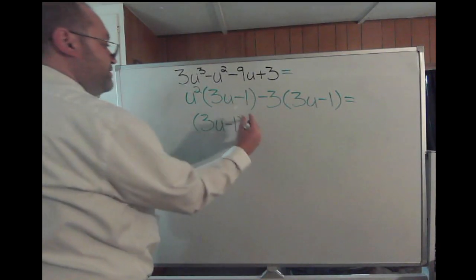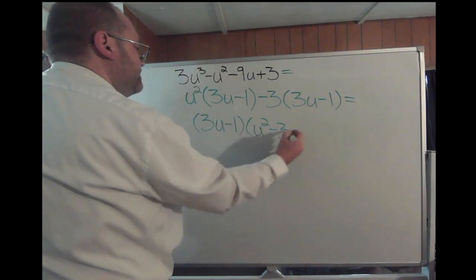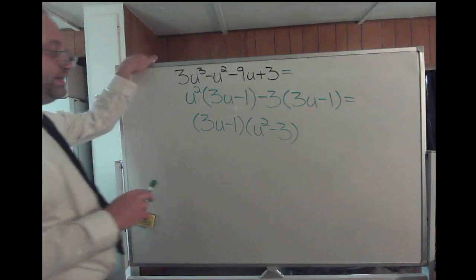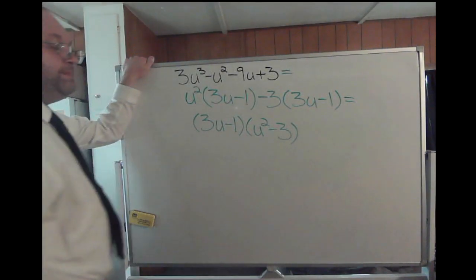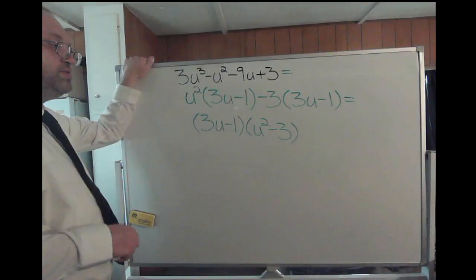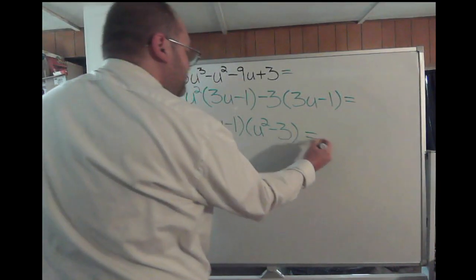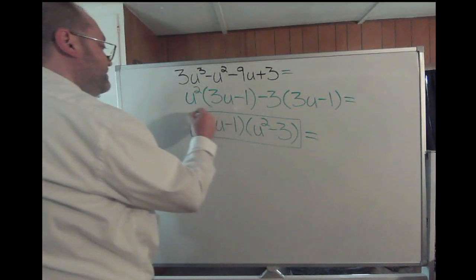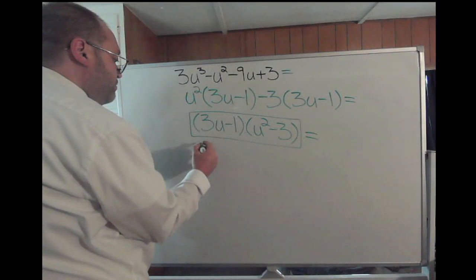That would leave you for your second factor of u squared minus 3. Honestly, u squared minus 3, we could factor that if it's in the set of real numbers. Since the second number is not a perfect square, you can leave it this way, at least in Algebra 1. In Algebra 2, you'd have to factor it more.